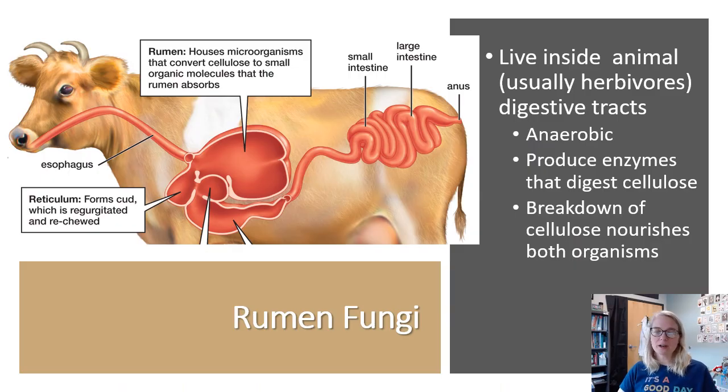Then we have our rumen fungi. If you took Bio 102, you may or may not remember all of the different compartments of a ruminant's stomach. We did talk about the different bacteria that can be found in these chambers that help with breaking down of cellulose. We have some fungi that also do the same thing. They live in the rumen, and that is where the plant material, the cellulose material comes in, and along with the bacteria, the rumen fungi help to break down that cellulose to release those organic nutrients that then the fungi can use, as well as the ruminant, the cow itself.